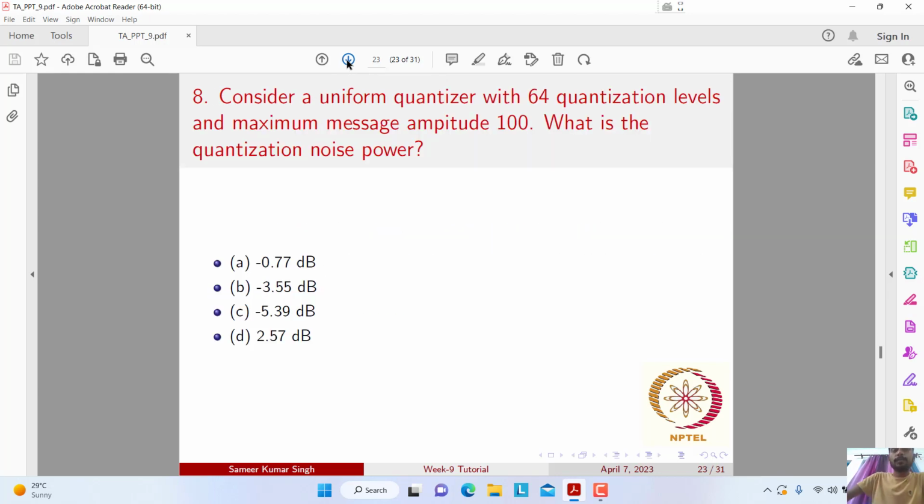Next, question number 8: consider a uniform quantizer with 64 quantization levels and a maximum message amplitude of 100. What would be the quantization noise power? This question is the same as the previous one. We have reduced the quantization levels and the message amplitude, so use your intuition: will the quantization noise power increase or decrease? Use the same concept as in the previous questions.